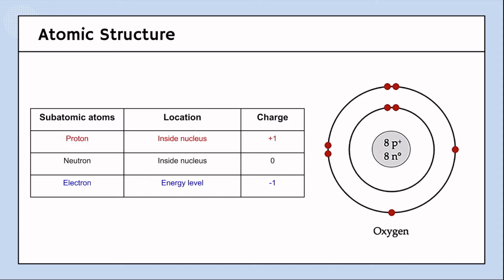Protons and neutrons are located inside the nucleus, like shown in the image. On the other hand, electrons are located in the energy level. Protons have a positive charge, neutrons have a neutral charge, and electrons have a negative charge.